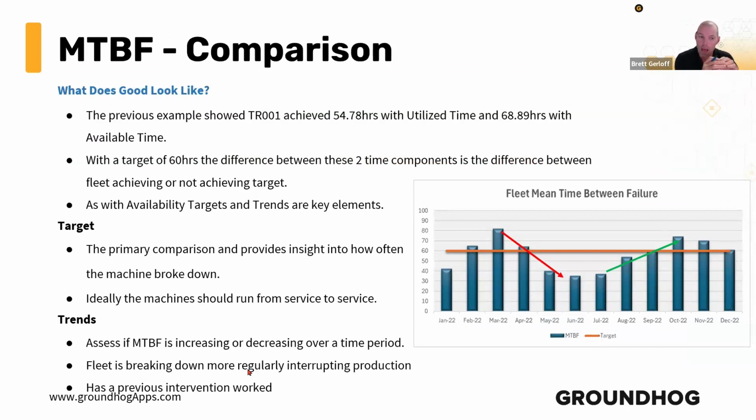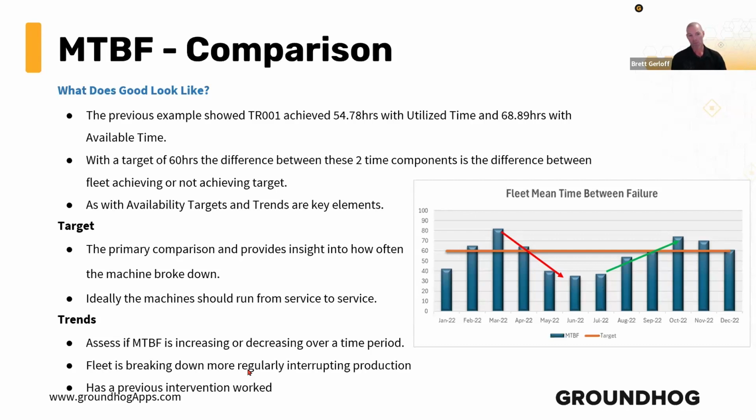So as with availability, we'll use targets and trends to assess the results, but it is important to use those same consistent measures across time periods to make sure that they are relevant. Because as you can see there, if an operation switched between utilised time and available time, they couldn't compare month on month their results.